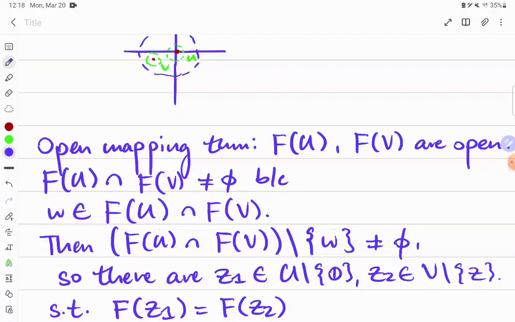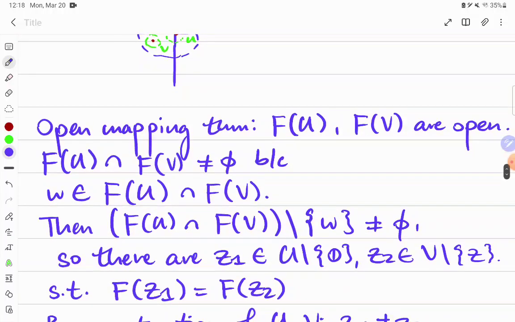So because this intersection, even removing w, is not empty, we can take some z1 in u minus 0, and z2 in v minus 0, so excluding even the possibility of these two points here, such that F maps z1 and z2 to the same complex number in the intersection of F of u and F of v. Well, why does this not work?